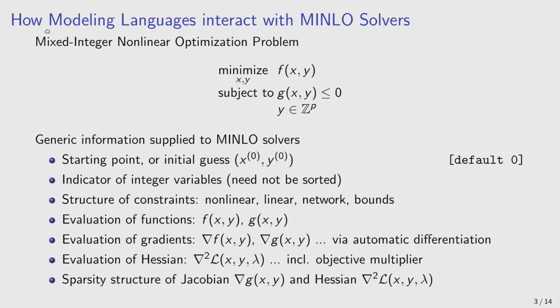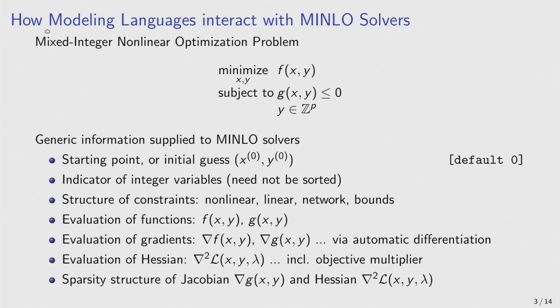Okay, so we have a mixed integer nonlinear optimization problem. In this case, we have also some integer variables there. And there's a bunch of information that you will get if you write your own solver that you can get from the modeling packages. So you get a starting point, an initial guess. You get an indicator or array of what are your integer variables. So when you're modeling it, you don't need to sort the variables into first x and then the y's. They can appear in any order. And the package will tell the solver which are the integer variables.